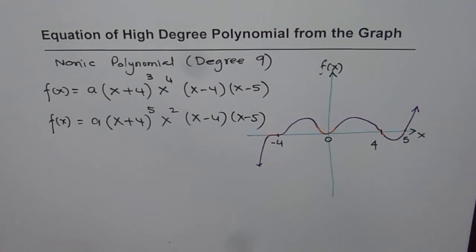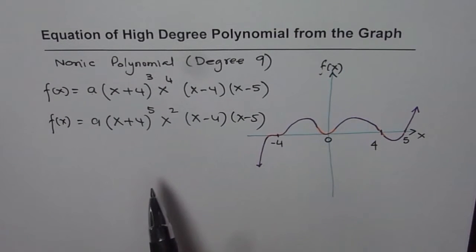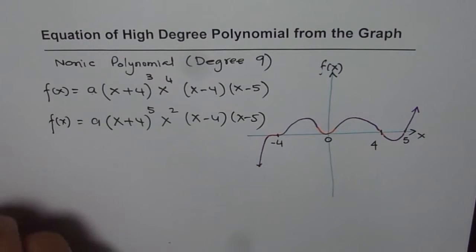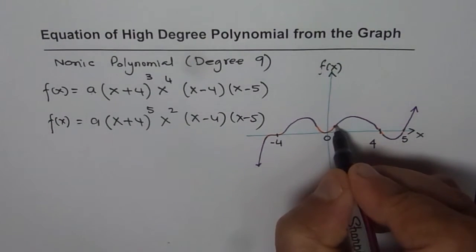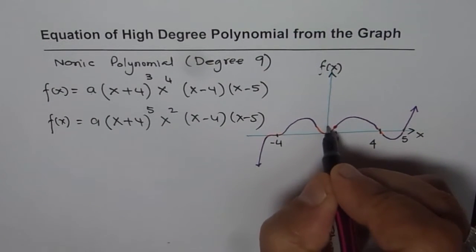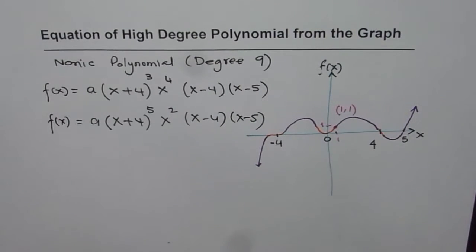Correct? So these are possible equations for the given graph where the degree of the polynomial is 9. Now both of them are general equations, but in case we are given a point on the graph, let us say we are given a point here, let's say (1, 1). Okay, so we are given a point (1, 1) on the graph.